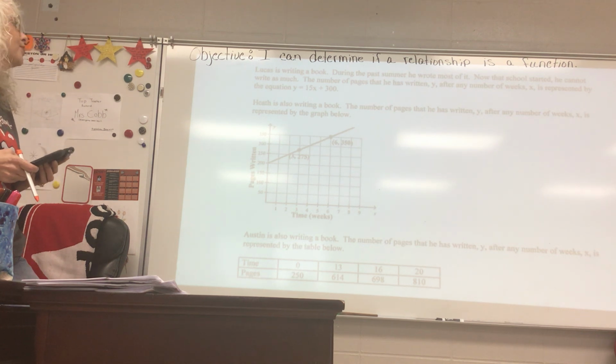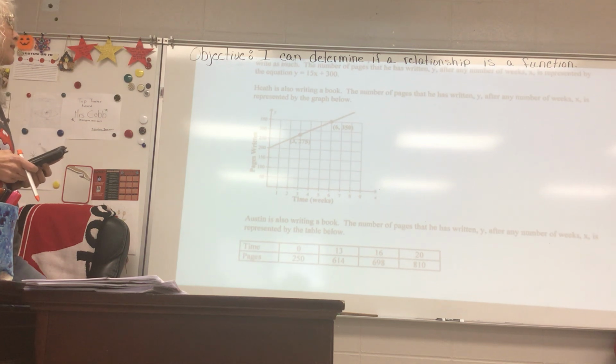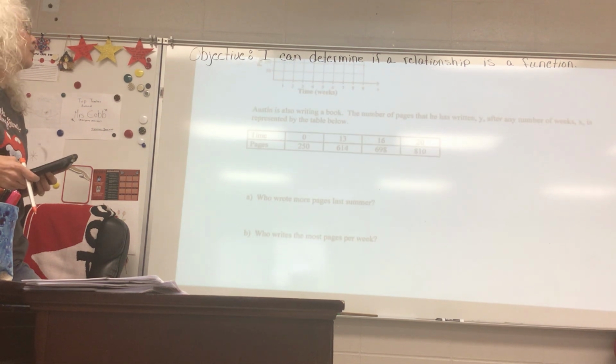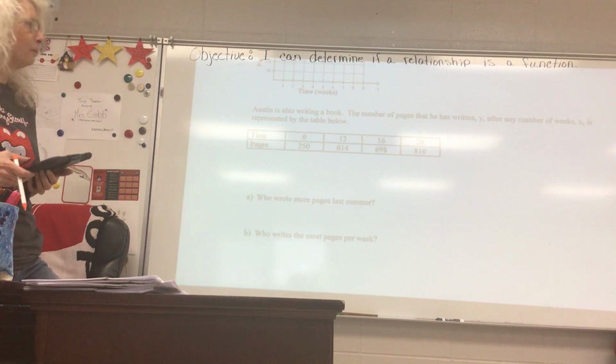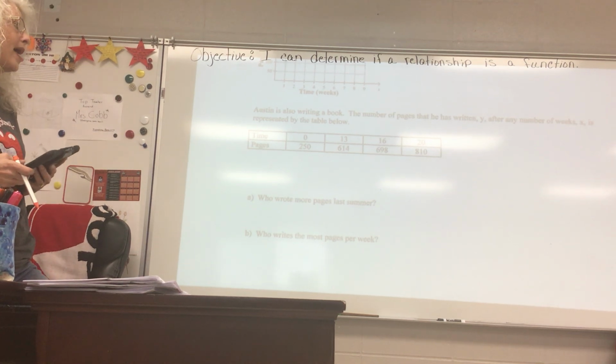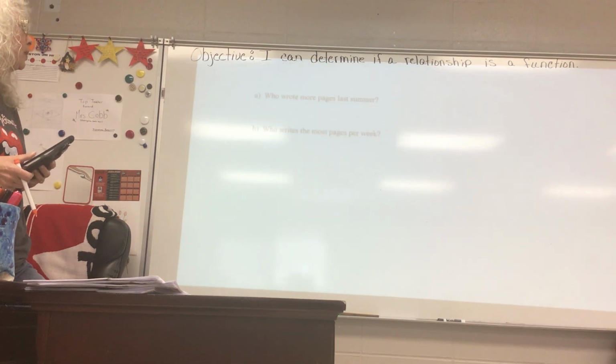Heath is also writing a book. The number of pages that he has written, y, after any number of weeks, x, is represented by the graph below. Austin is also writing a book. The number of pages that he has written, y, after any number of weeks, is represented by the table below.